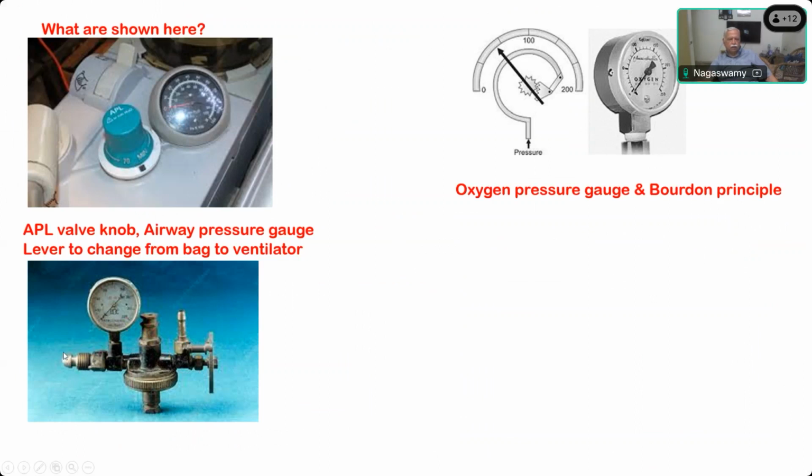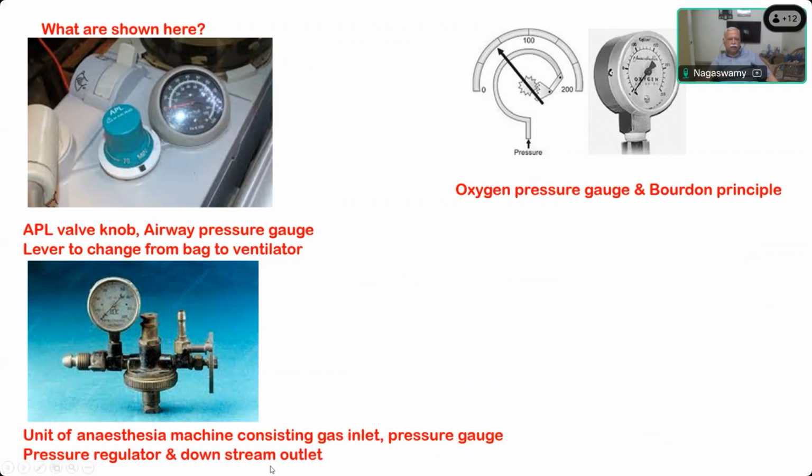This will be screwed into the back of the hanger yoke assembly in the Boyle's machine or in the anesthesia machine. Once you open the cylinder, the pressure will be read here, and this will be reduced by the pressure regulator. This is a pressure regulator, and from here it will go out. This is the outlet going to the flow meter or the oxygen safety valve or alarm. So high pressure gases come here, then it is reduced here, and this is the outlet going to the flow meter. So the unit of the anesthesia machine consists of gas inlet, pressure gauge, pressure regulator, and downstream outlet. Downstream means going to the flow meter.